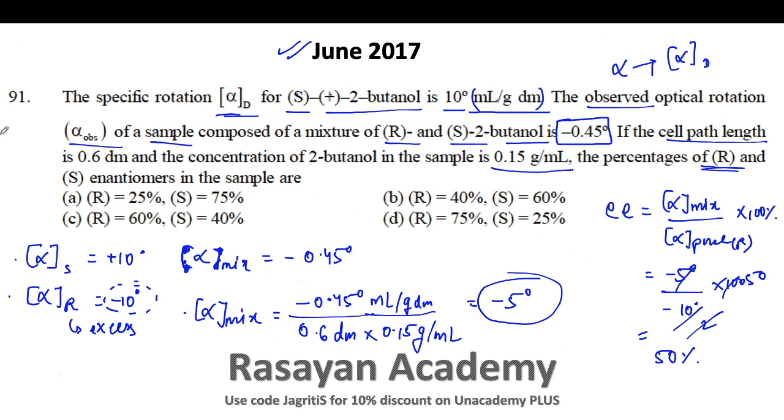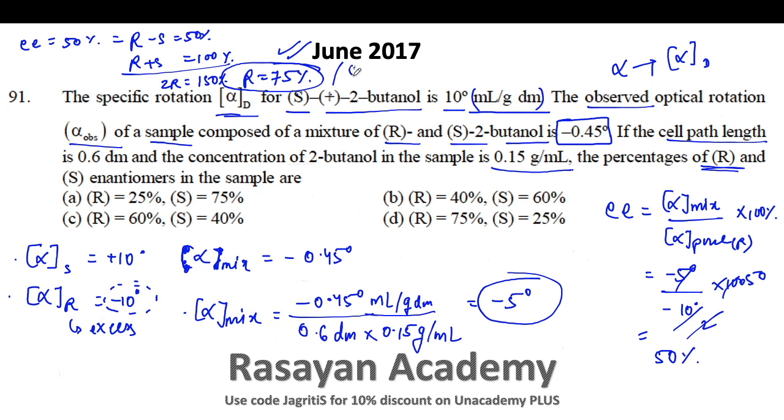What do we mean by that? So when the enantiomeric excess is 50%, that means it is R minus S equals 50%, isn't it? And the R plus S is going to be 100%. Alright, by these two equations, you can say that 2R is equal to 150, and the R is going to be 75%, and the remaining S is going to be 25%. We have just done it. There are two ways of doing it, whichever you think is easy for you, you can try that out. So the answer is option number D over here.